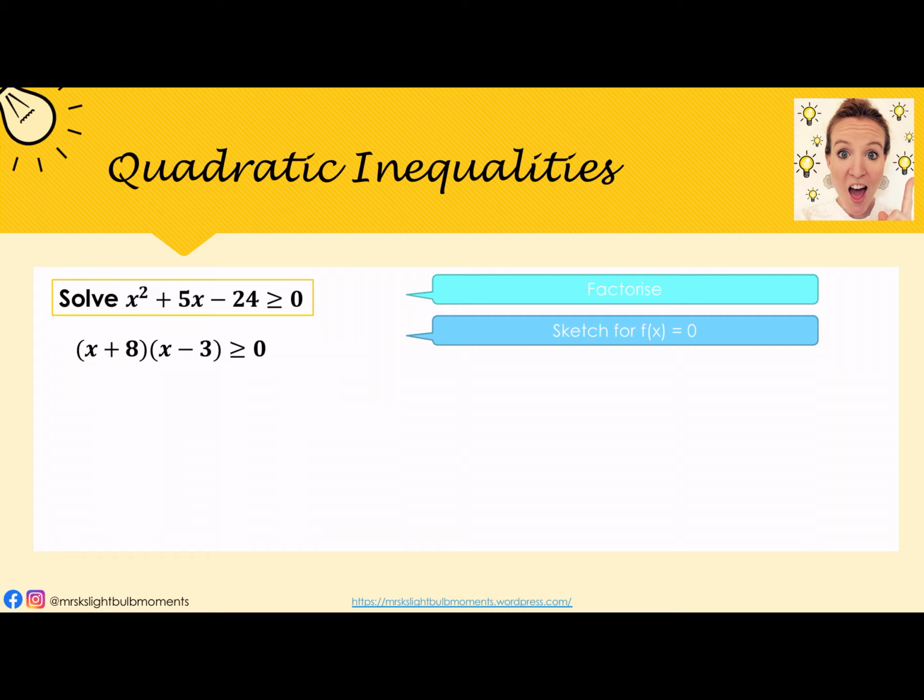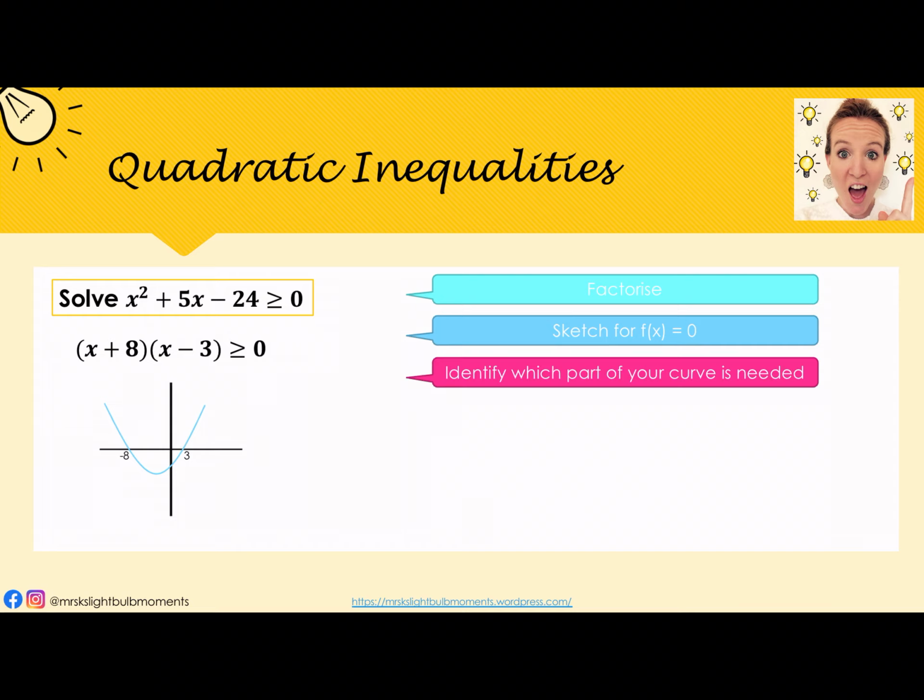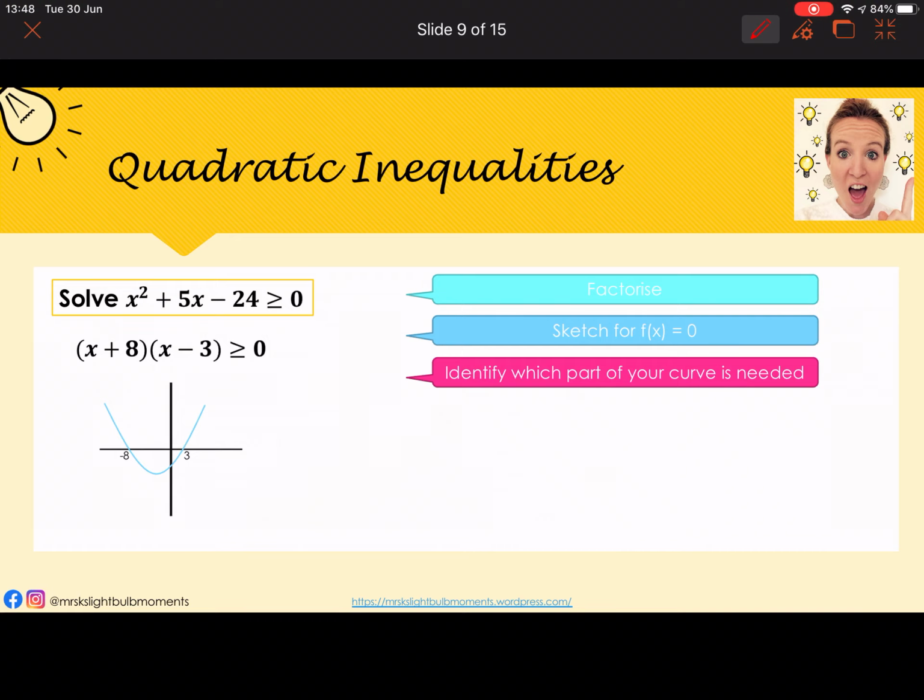Next, we're going to sketch for f of x equals 0. So that's just imagining my function, so my x squared plus 5x minus 24 equals 0, not the inequality. So my sketch, and this is where you might need to go back to one of our quadratic sessions if you've forgotten your graphs, would have roots at -8 and +3. Okay, we flip the signs in the brackets. So that would be my curve for equaling 0, but I want the bit where it's greater than or equal to 0. Okay, so I want this inequality to be true.